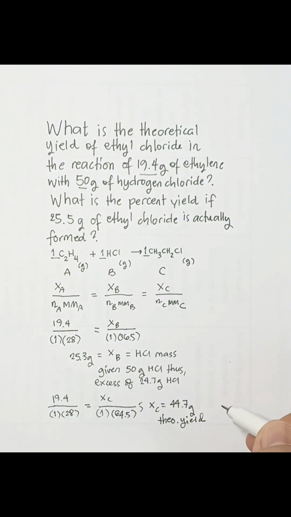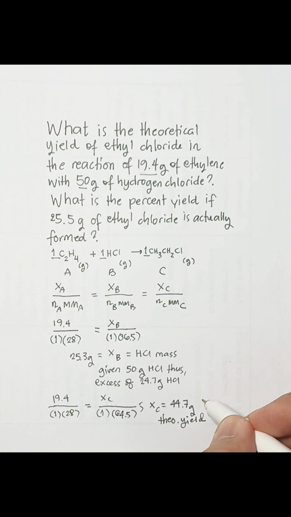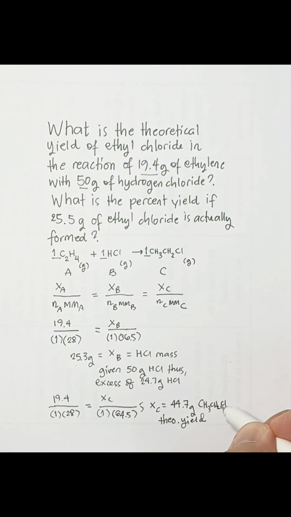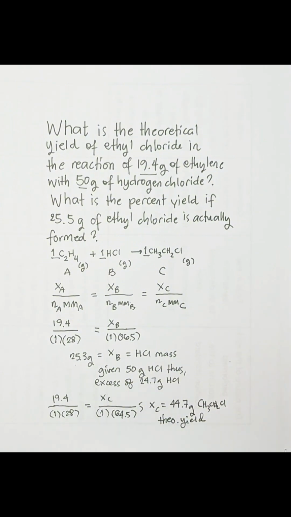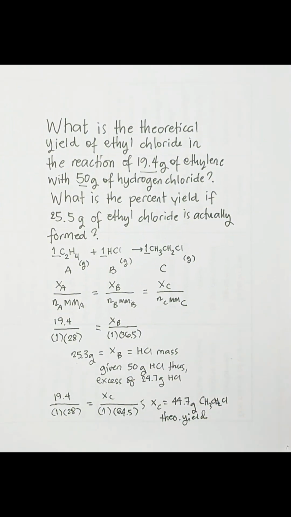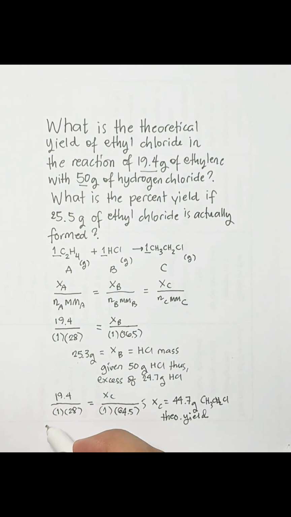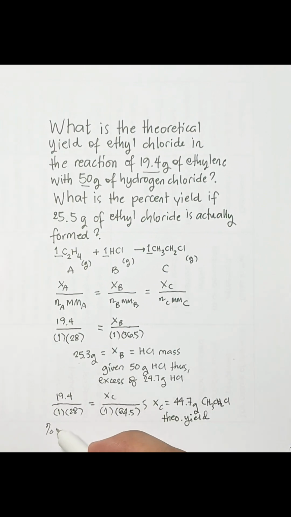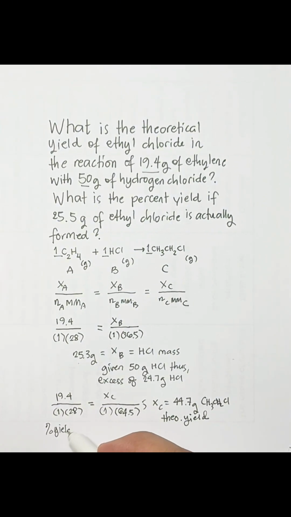So XC, or the mass of ethyl chloride, is 44.7 grams. This is the theoretical yield. The next step is to calculate the percent yield. We remember that percent yield is equal to actual yield over theoretical yield times 100%.